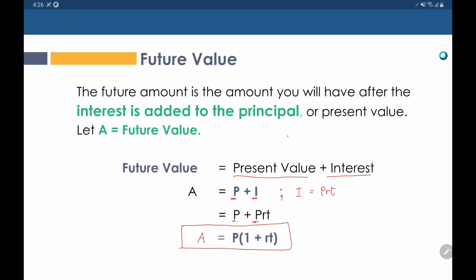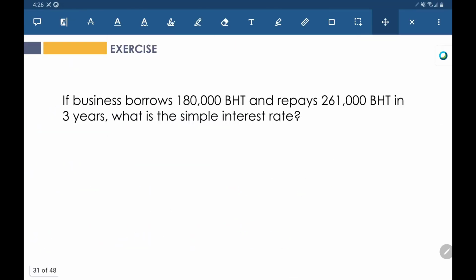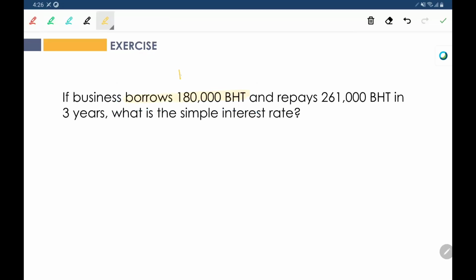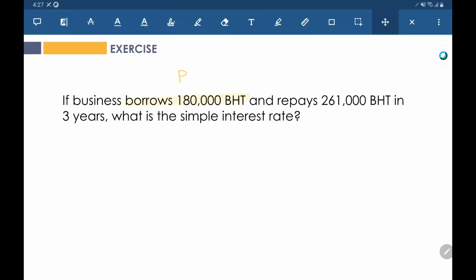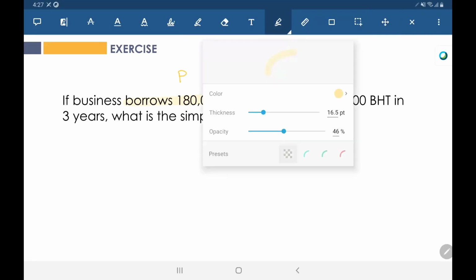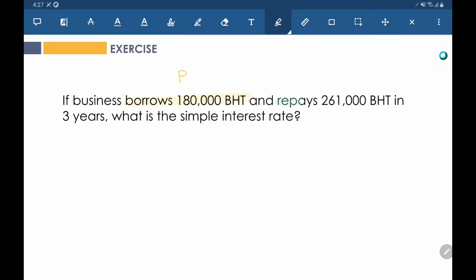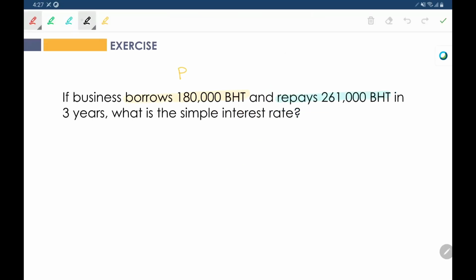Okay, let's do an exercise. If your business borrows money and you have to repay in 3 years, what is the simple interest rate? Borrow the money. That means the present value, right? This is the present value, this is the P. And repay means the future value. You have to repay it back. So this one is the future value.